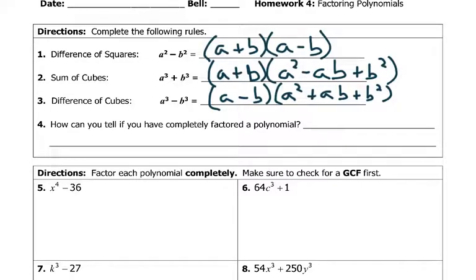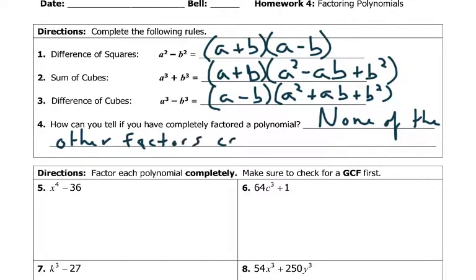getting that down. All right, how can you tell if you have completely factored a polynomial? Pretty simple, and we've kind of talked about this a decent amount, but none of the other factors can still be broken down. So you always just have to keep double checking to make sure that nothing can be broken down. So none of the other factors, that's an A, can be broken down.